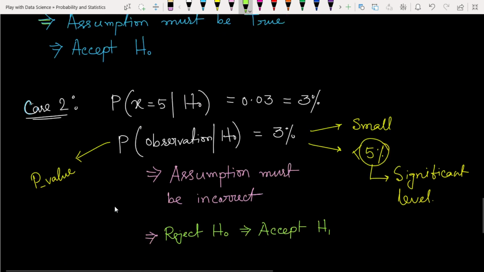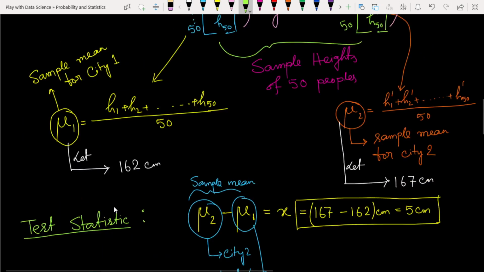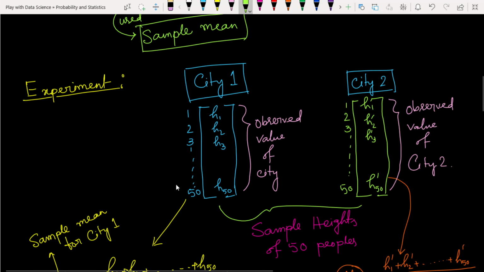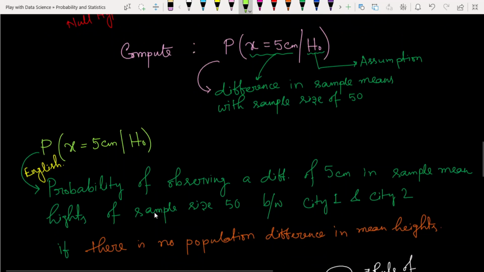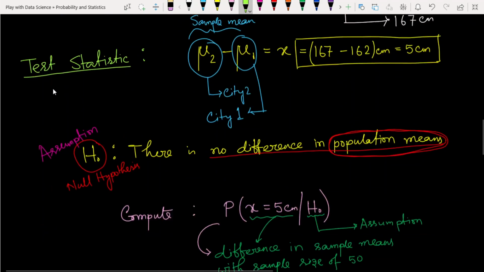From this example we try to understand these things. In the next video we will discuss the same example, but we will try to find the p value using resampling or a permutation test. We will see this in the next video. Okay.